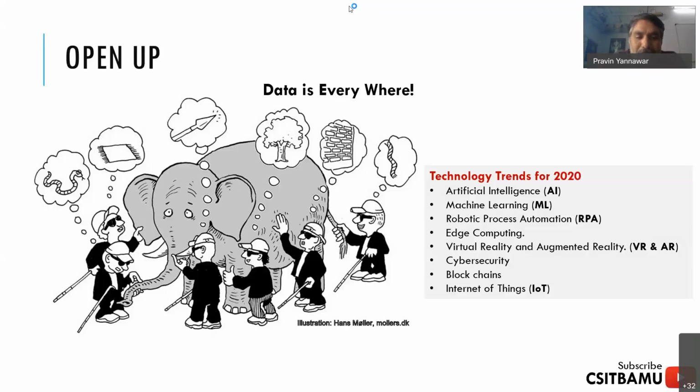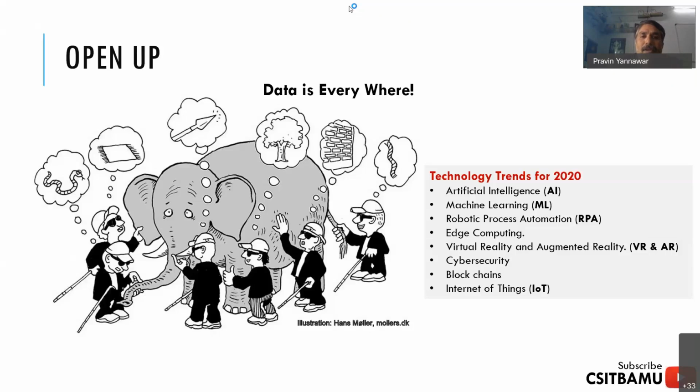Okay, with this particular data, there are certain technology trends that are coming into the market right now. In 2020, the latest technology trends, which most of you have gone through and are looking forward to a career in, include artificial intelligence, machine learning, robotic process automation, that is RPA, edge computing. You can think of virtual reality and augmented reality, cyber security, blockchains, Internet of Things, and a lot more. These are the recent technology trends that are available with respect to the data, and they all are based on the data only.